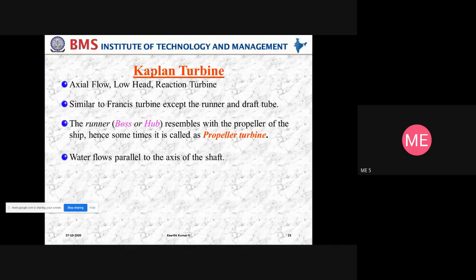The Kaplan turbine, if you see, looks the same as the propeller of a ship. Hence, it is sometimes also called a propeller turbine. The other name for the Kaplan turbine is propeller turbine. Why? Because of the shape of the runner. The runner shape in the Kaplan turbine and the propeller of the ship are similar, so it is called a propeller turbine.